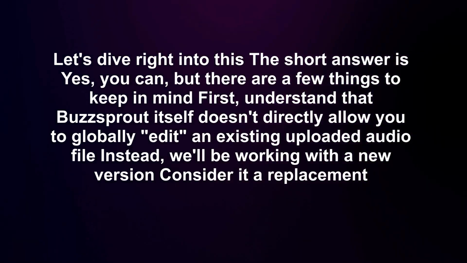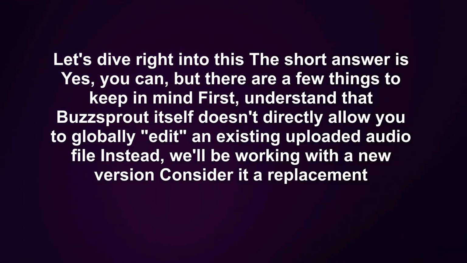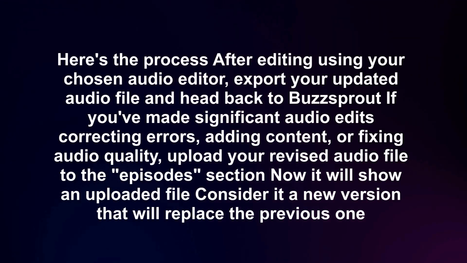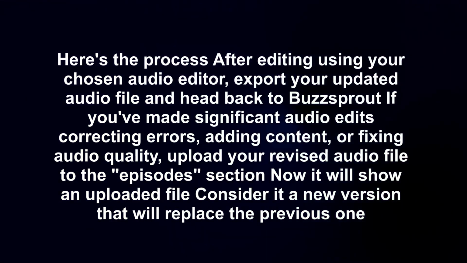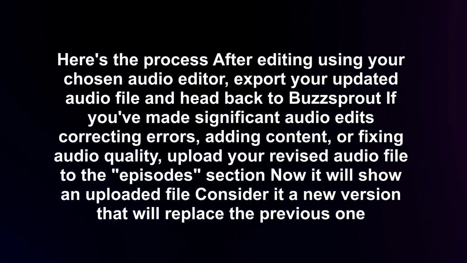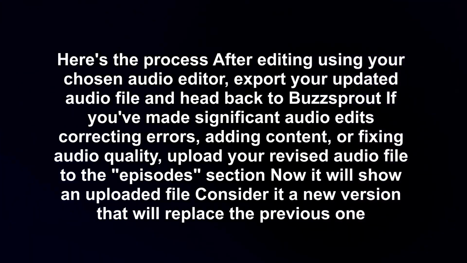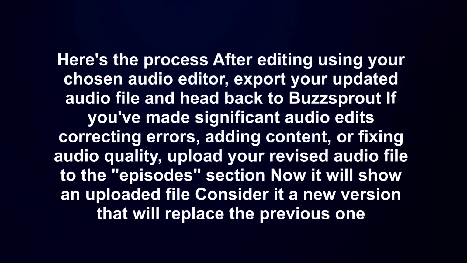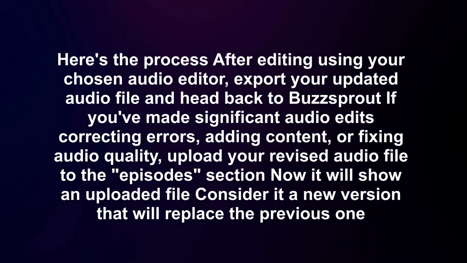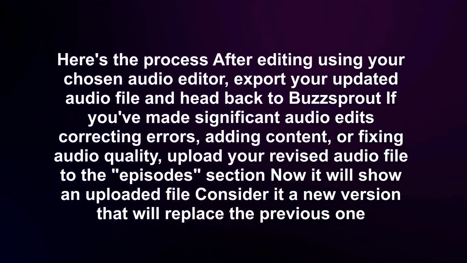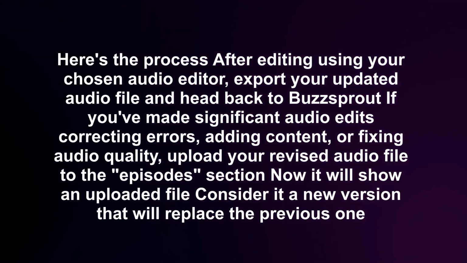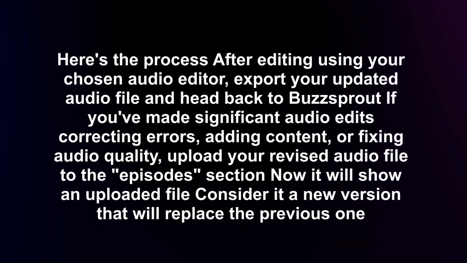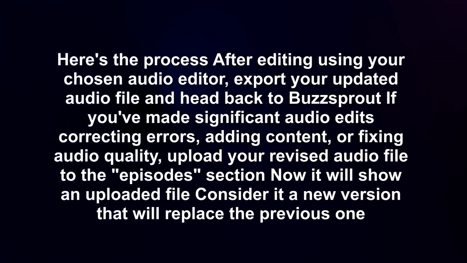Instead, we'll be working with a new version. Consider it a replacement. Here's the process after editing using your chosen audio editor. Export your updated audio file and head back to Buzzsprout if you've made significant audio edits, correcting errors, adding content, or fixing audio quality. Upload your revised audio file to the episodes section. Now it will show an uploaded file. Consider it a new version that will replace the previous one.